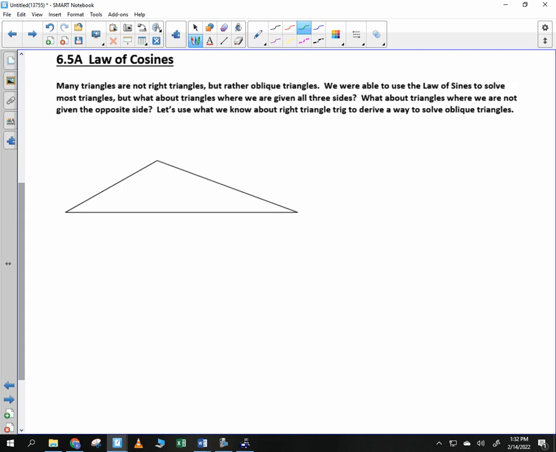Well, what if we don't have an angle and its opposite side? What if you have side, side, side? What if you have side, angle, side? That creates a whole different situation.